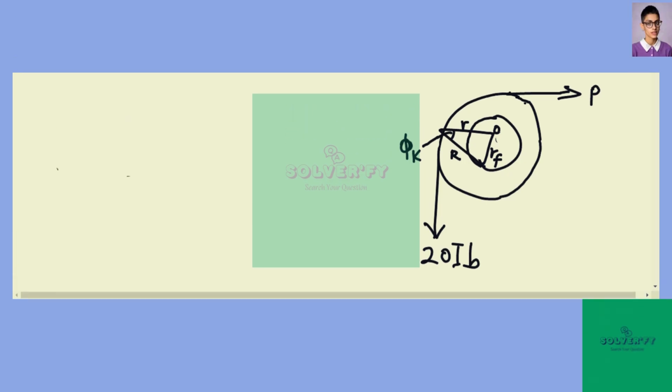We'll be looking at more problems on friction. Consider the diagram shown on the board. We want to determine the magnitude of this force P going in that direction, such that the collar rotates in a clockwise direction.